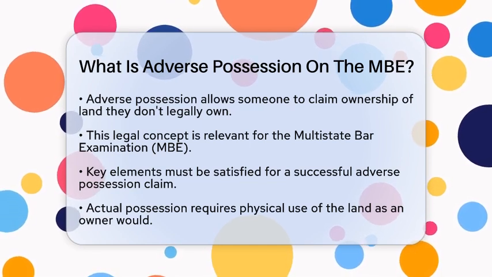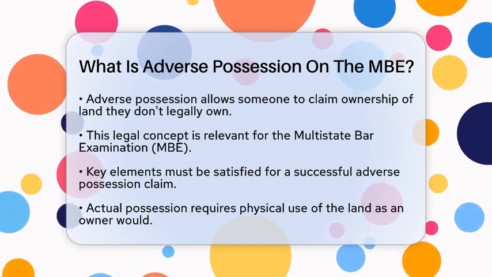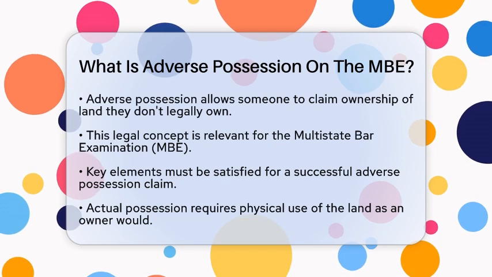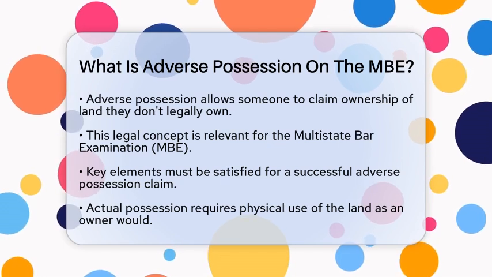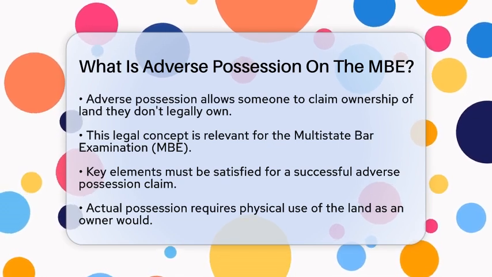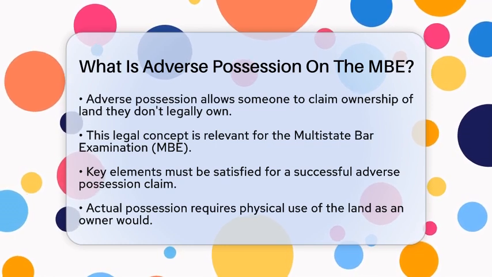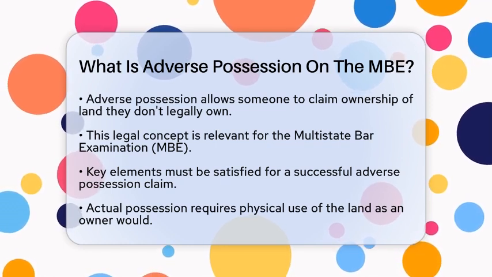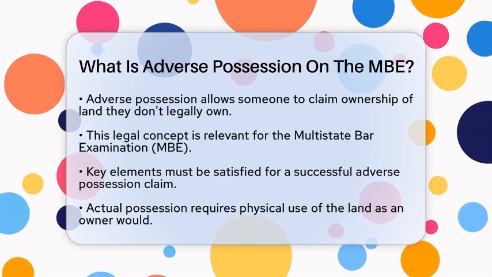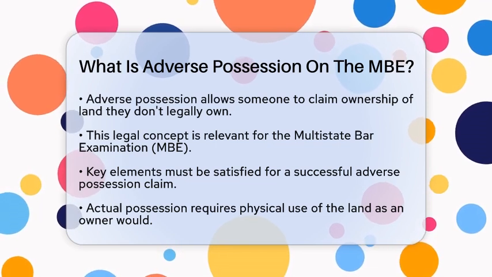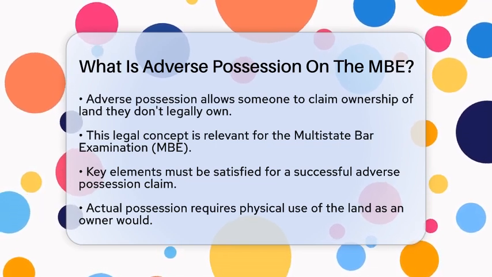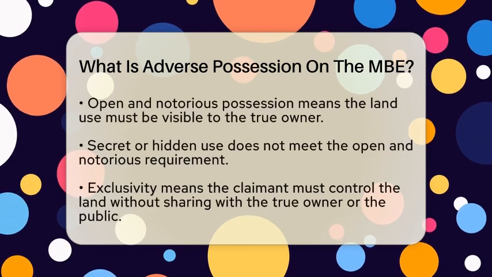To understand this better, let's break down the key elements that must be satisfied for a successful claim of adverse possession. First, there is actual possession. This means the person claiming adverse possession must physically use the land as a true owner would. This could involve living on the land, farming it, or making improvements.